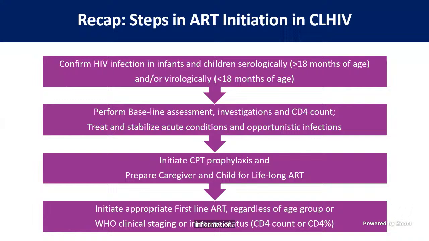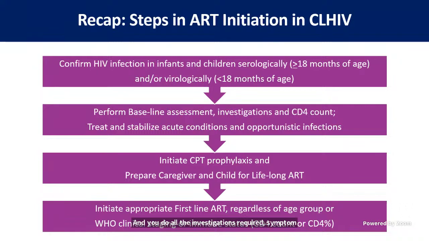So now, to recap, what are the steps before you initiate antiretroviral therapy? First and foremost, you have to confirm the HIV infection in the infant or child. If they are less than 18 months, you have to do a virological test. If more than 18 months, you have to do a serological test. After confirming HIV infection, you do the baseline assessment clinically as well as laboratory-wise, and you do all the investigations required, symptom-directed investigations and CD4 count.